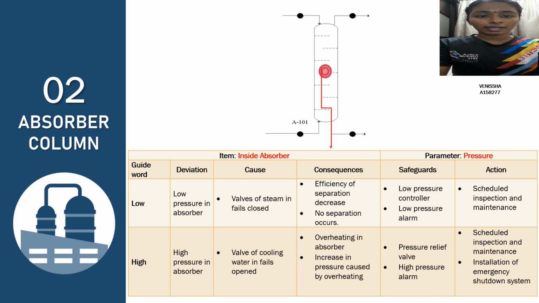Now we will be seeing the HAZOP for the absorber column. For the absorber column, we will be focusing on the node inside the absorber, and the parameter we will be controlling will be pressure. We will be controlling pressure in the absorber because if the absorber has very high pressure or very low pressure, it will not be able to separate the CO2 and MEA efficiently. What is used to control pressure is a low pressure controller, low pressure alarm, pressure relief valve, and high pressure alarm. The actions that would be taken to control pressure are scheduled inspection and maintenance and installation of an emergency shutdown system.